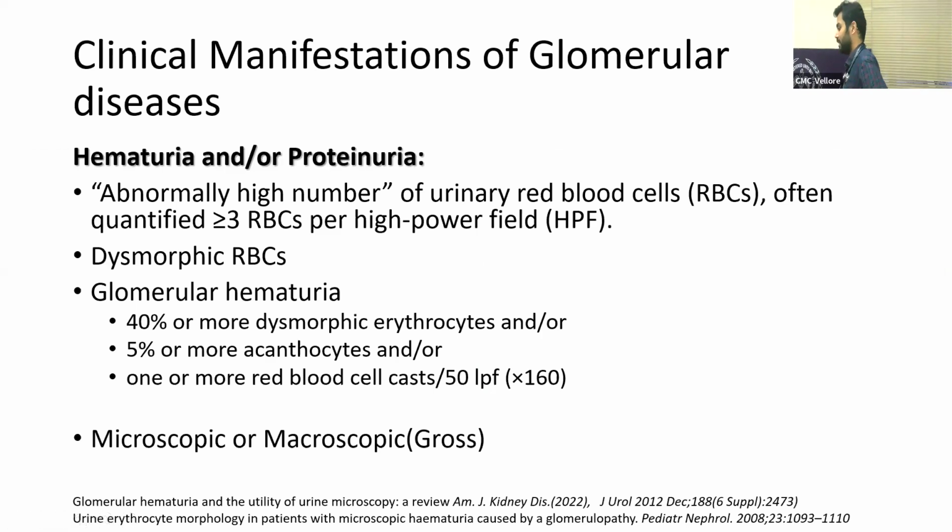So coming to the clinical manifestations, how these glomerular diseases manifest clinically. There are multiple ways. First, they can manifest in the form of hematuria with or without proteinuria. By definition, hematuria means presence of blood in the urine. For microscopic hematuria, the cutoff is more than or equal to 3 RBCs per high power field in the urine. But actually, it is not an absolute criterion. It is based on multiple studies, and we are also following the same thing.